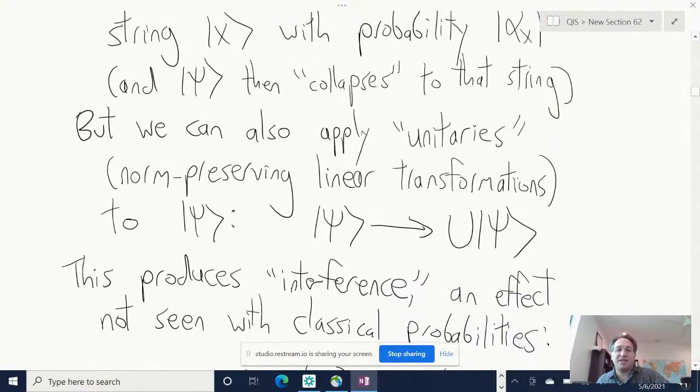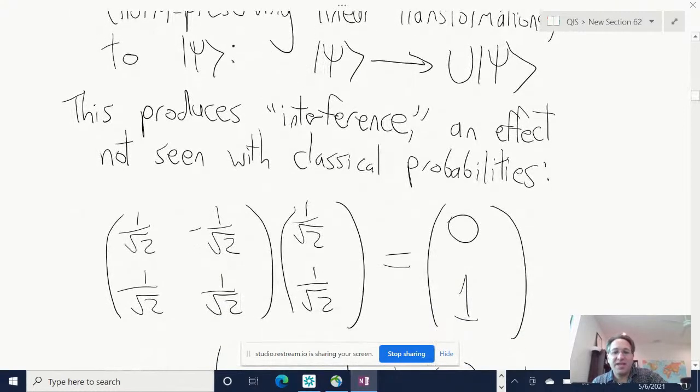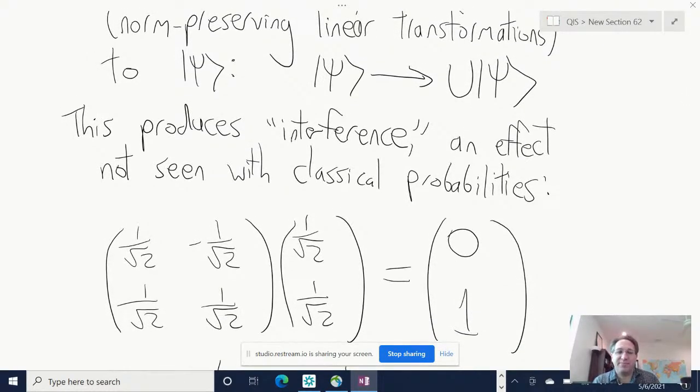Now, these unitary transformations can produce what's called interference of amplitudes, where, for example, a positive and a negative amplitude would cancel each other out and produce a sum of zero. This is sort of the central phenomenon of quantum mechanics. This interference is the central effect that tells us that we are dealing with a quantum system, or that the world is quantum mechanical to begin with, that these amplitudes were really there.